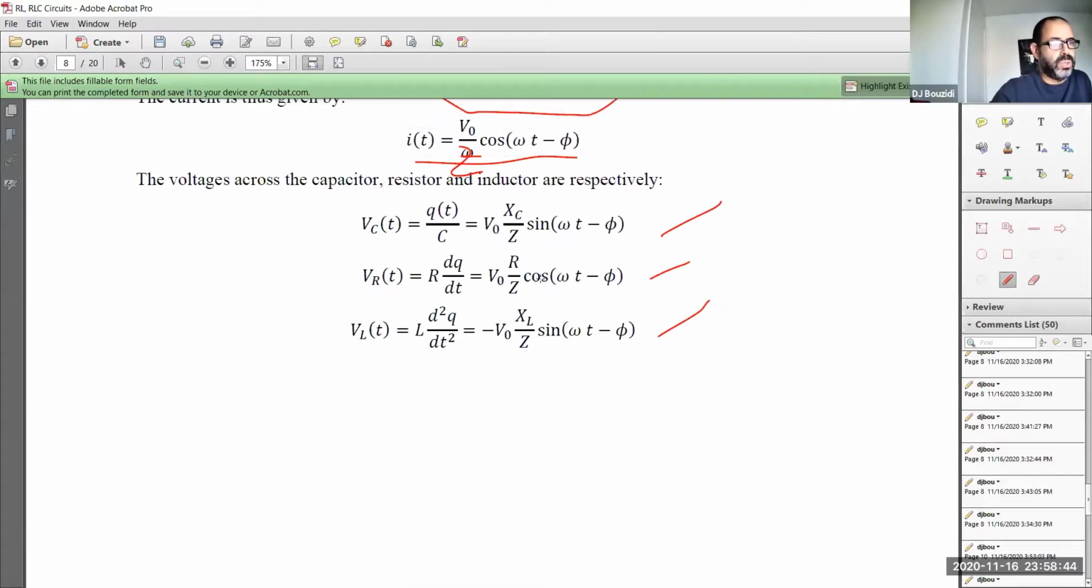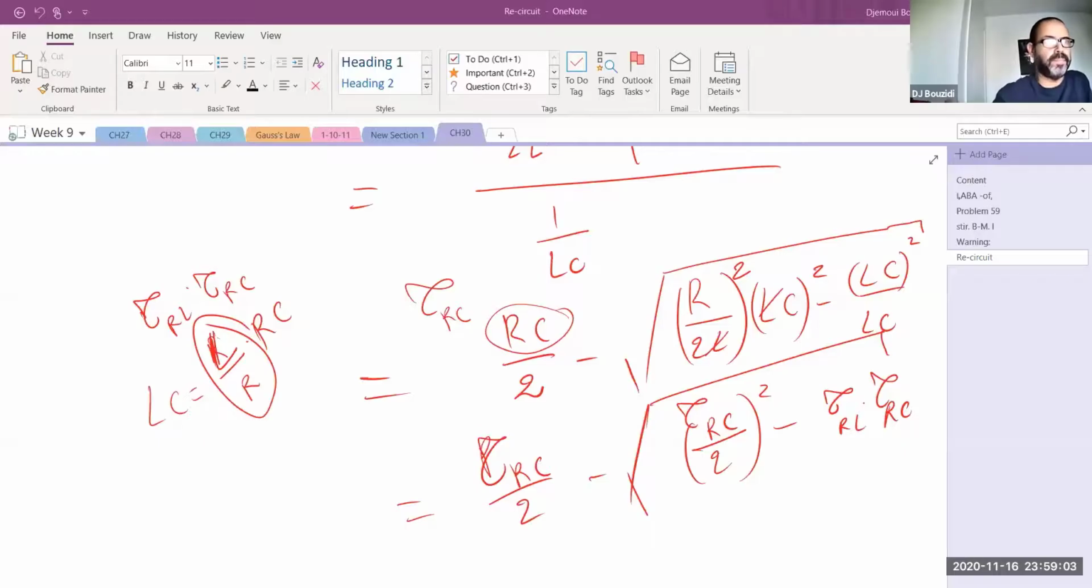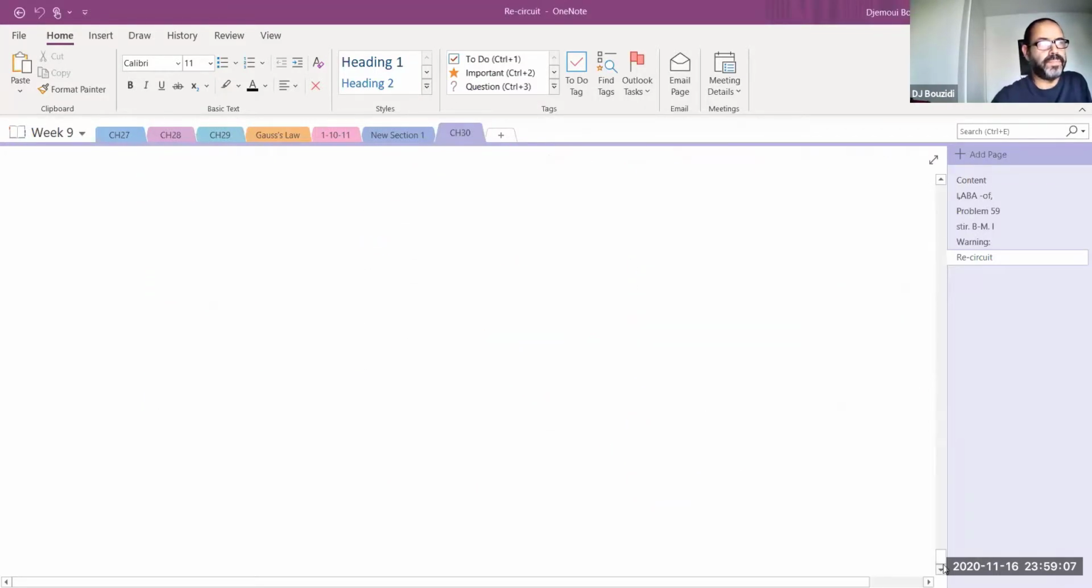Here it is. The voltage across the resistor is a cosine, correct? The voltage across the inductor in this case is going to be minus sine. So what a minus sine is, let me stop sharing this screen and share this screen with you. Across the inductor, ignore the value, ignore the amplitude.